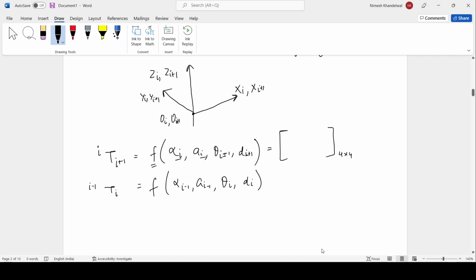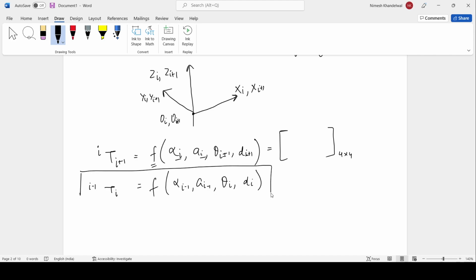Okay, so this is just a convention of how you assign frames to any link, and how you get the transformation between those two frames, because then you can express quantities in, let's say, the I plus 1th frame in the ith frame. And that is pretty useful at many points.